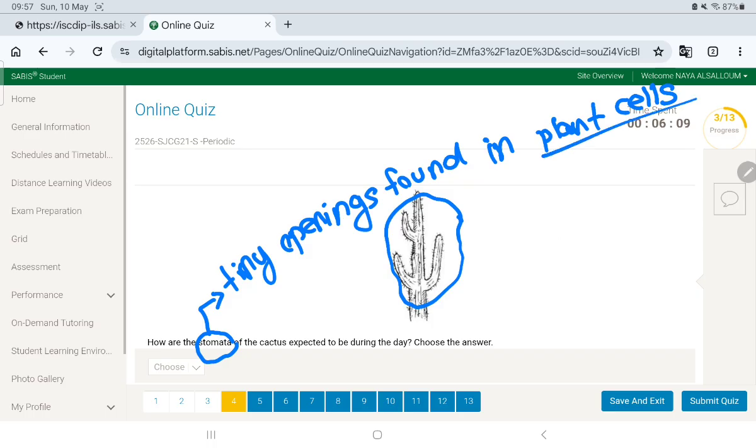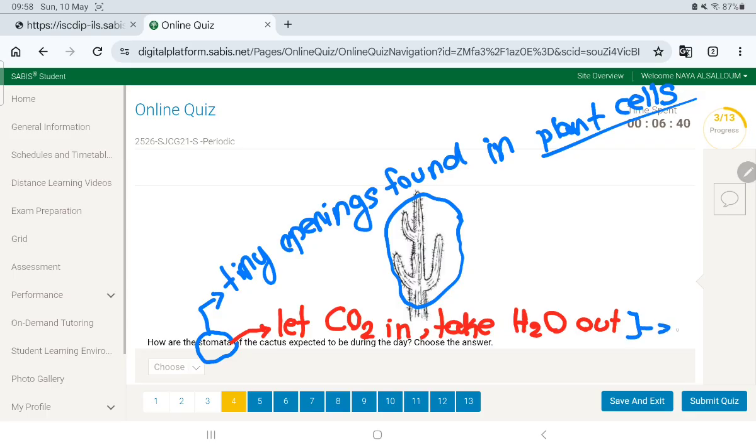Now, the stomata are responsible for exchanging gases. For example, the stomata will let carbon dioxide in if the plants need to do photosynthesis, but it will take water vapor out. Now, this is when the stomata is open.